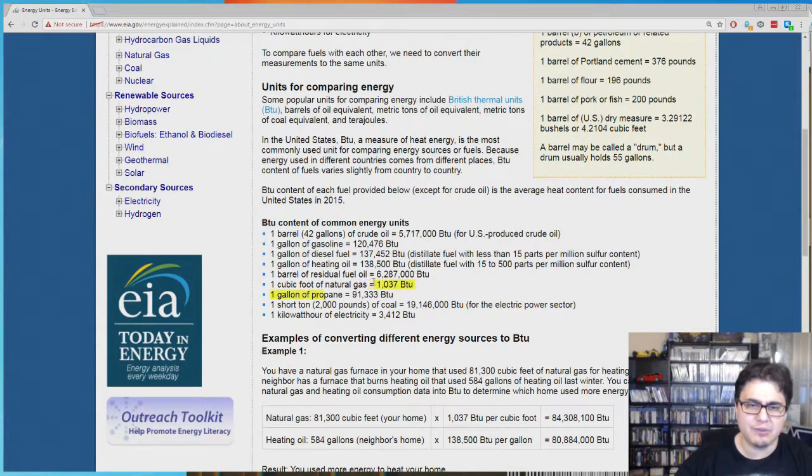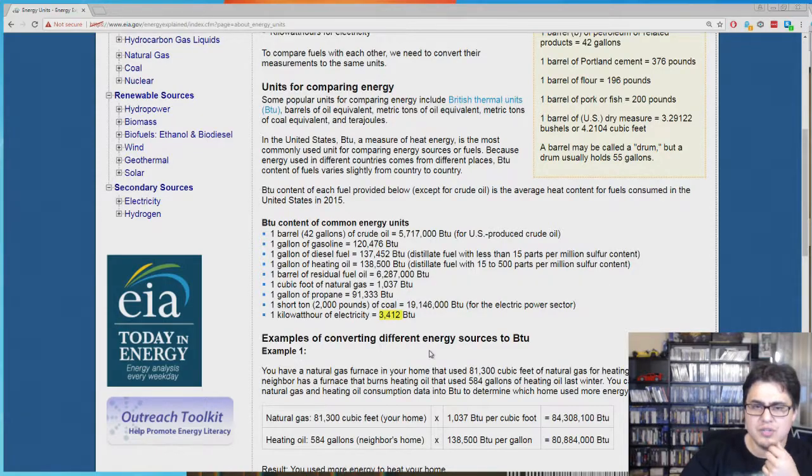You've got a cubic foot of natural gas at 1,000 BTUs. 1 gallon of propane is 91,000 BTUs. 1 ton of coal, which is a short ton of 2,000 pounds, is 19 million BTUs, right? So you can see over here, 1 barrel of gasoline is 5.7 million and a short ton of coal is 19 million. So almost 4 barrels of oil is equivalent to 1 ton of coal, if you're looking at purely how much energy there is to be released, right? And of course, 1 kilowatt hour of electricity is 3,400 BTUs.